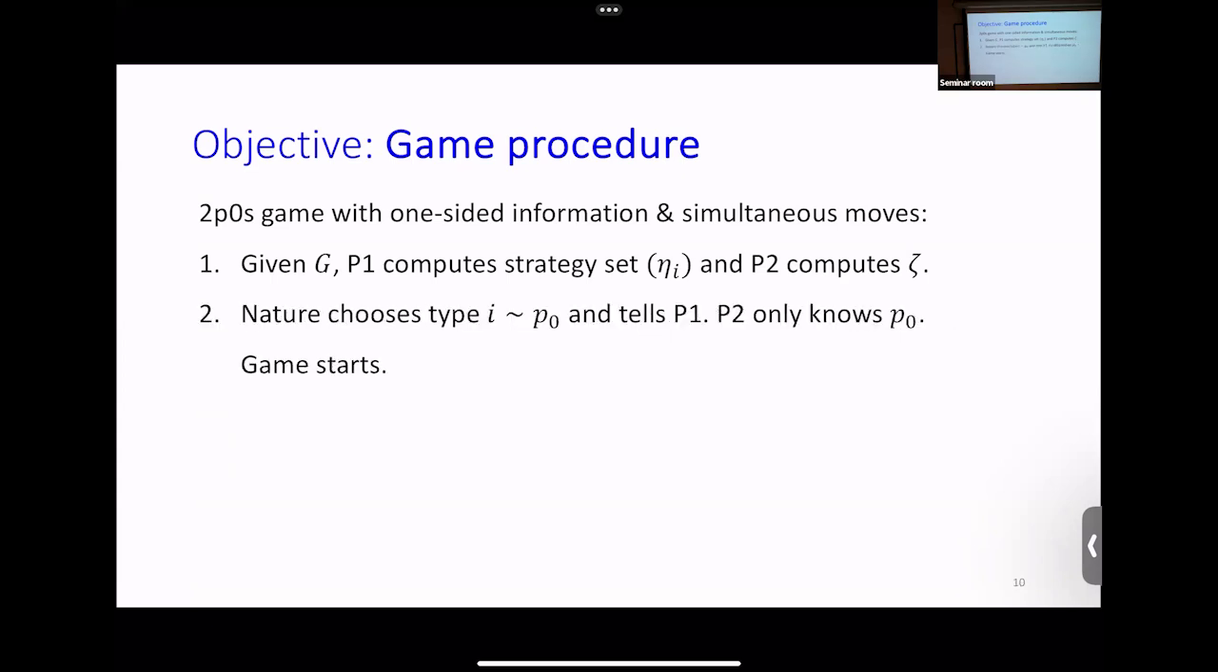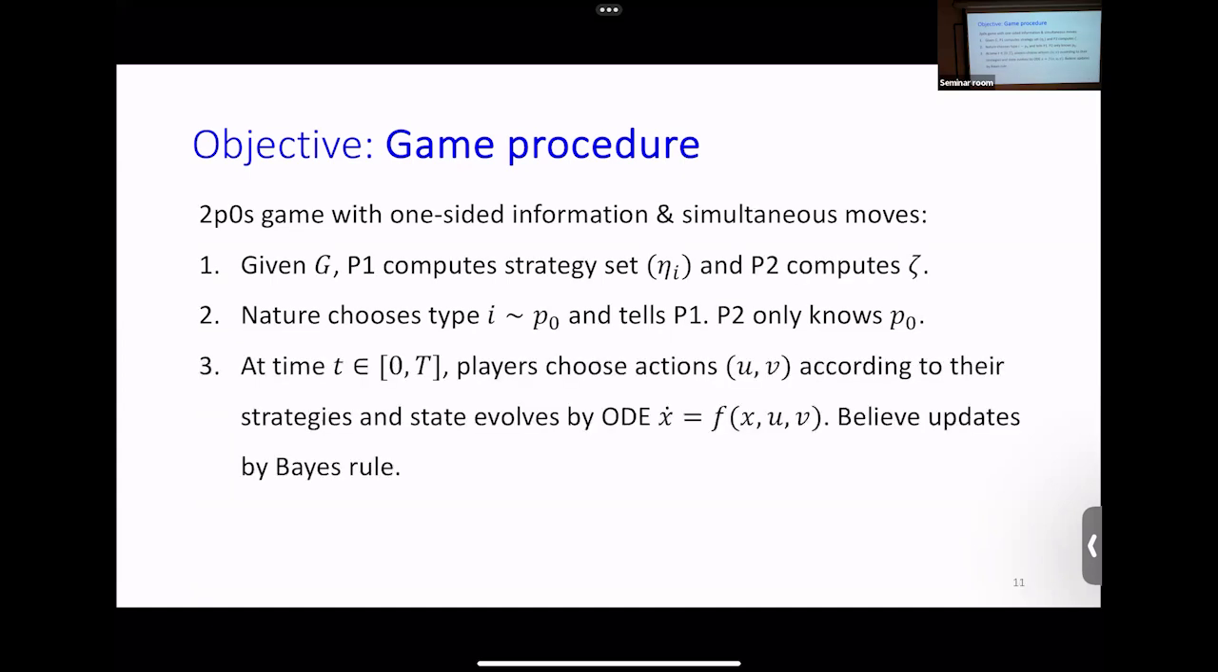So once this is computed, nature will choose the type of game and tell this information to player 1. So in poker, it will be dealing the cards. And player 2 will only know the public belief. And then the game starts. So at any stage of the game, players will choose their actions according to their strategies, so a random draw from that distribution.